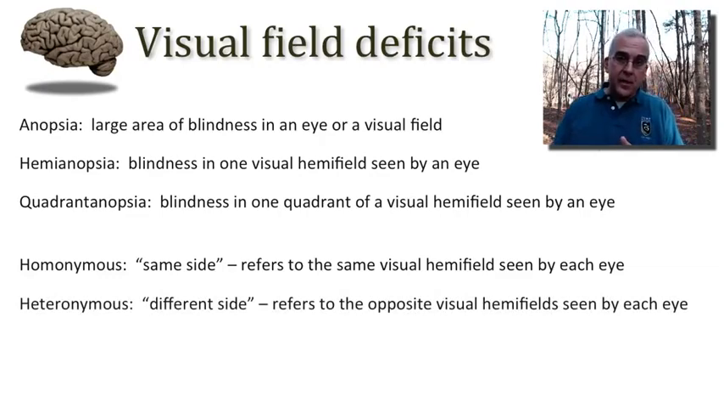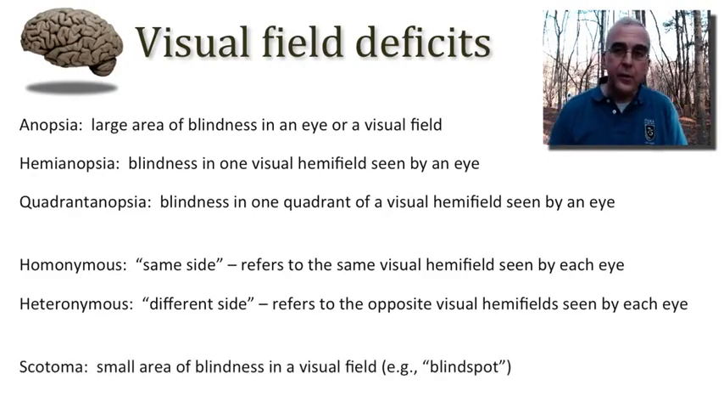So if the regions of blindness are not on the same side of the midline for the views of each eye, then we call that a heteronymous hemianopsia. So heteronymous means different side. This refers to opposite visual hemifields being impacted in the field of view of each eye.